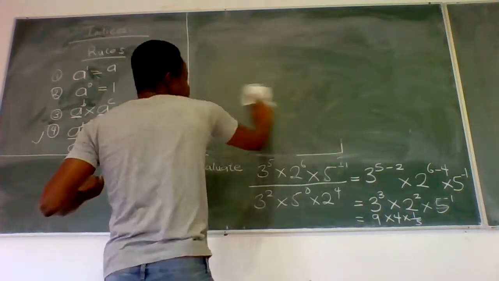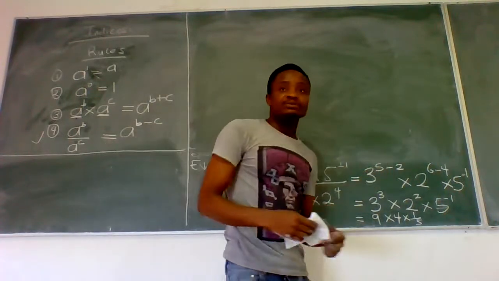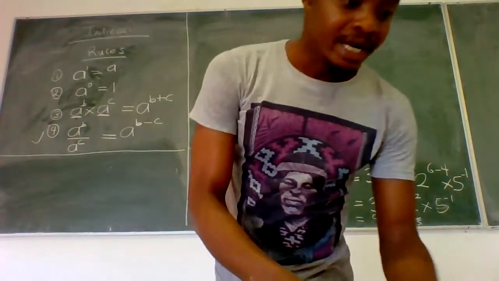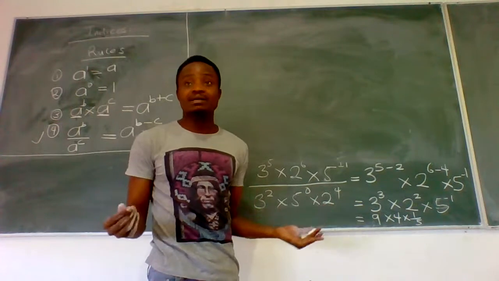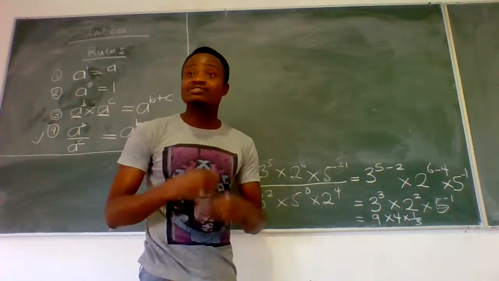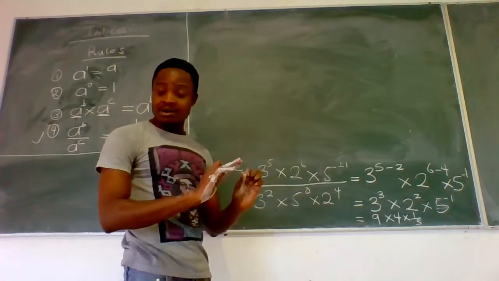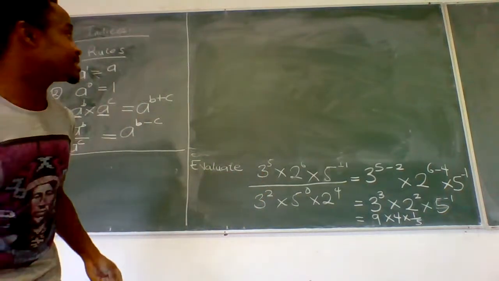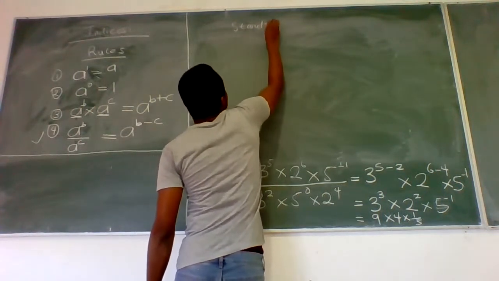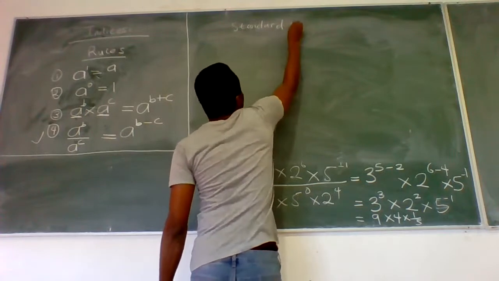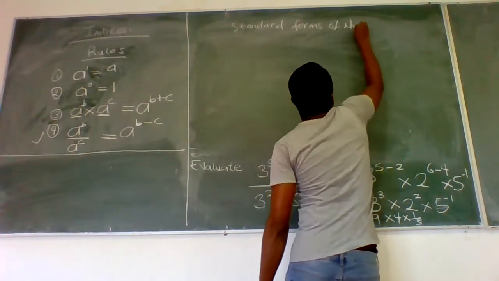So when we say standard form, we are basically talking about writing numbers in scientific form or notation. That's basically it. It's the same thing, but we are just writing it in another form, a more scientific, widely accepted way. So we have this standard form of numbers.